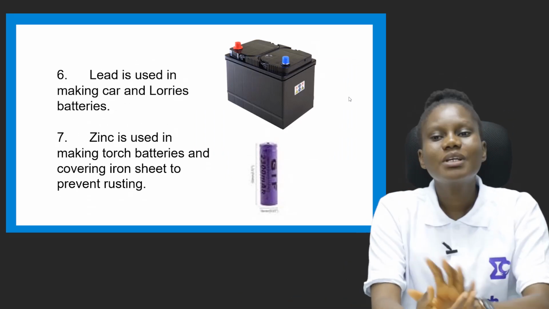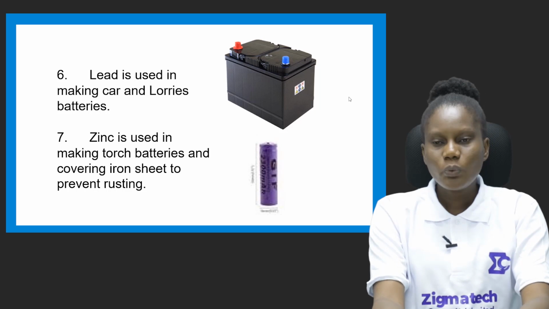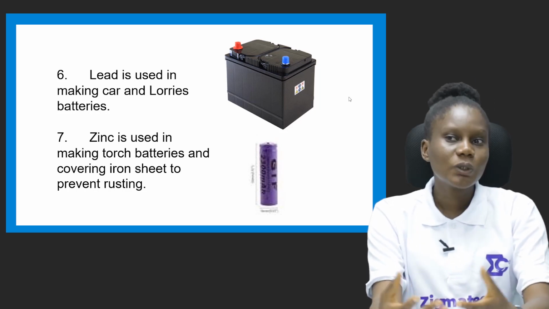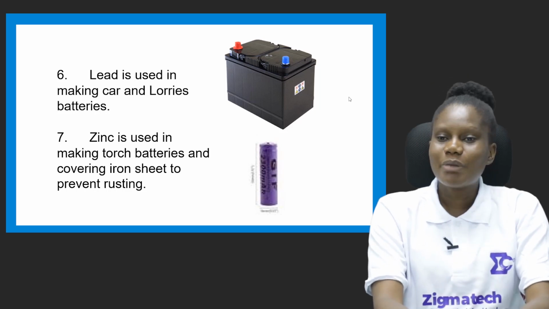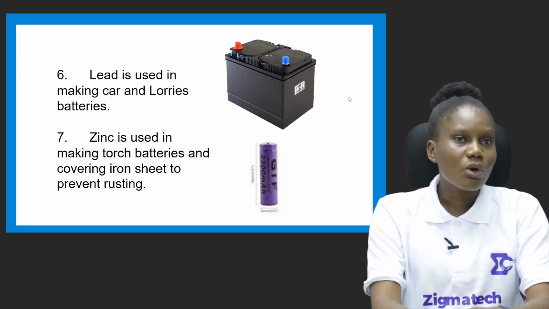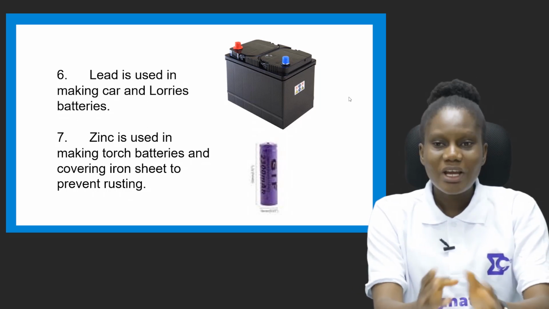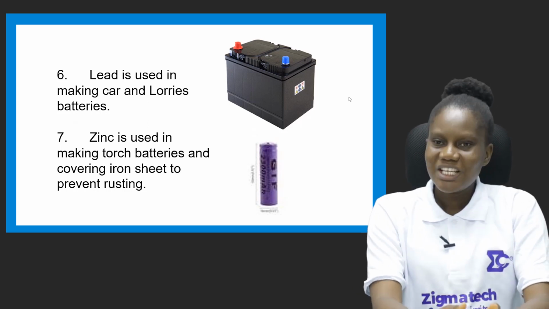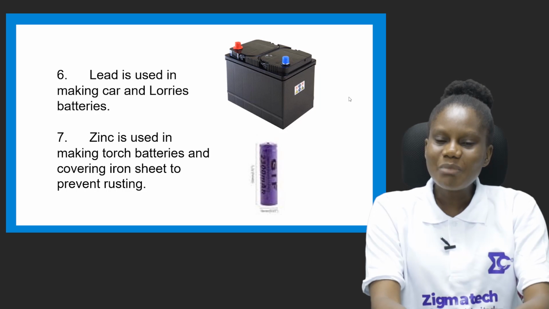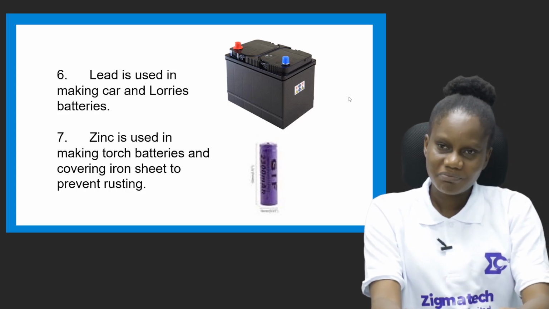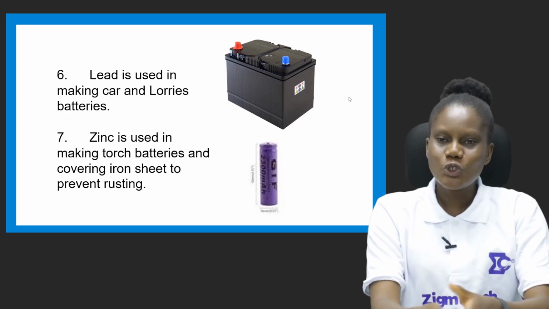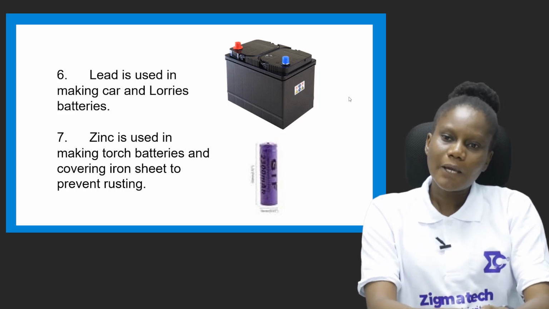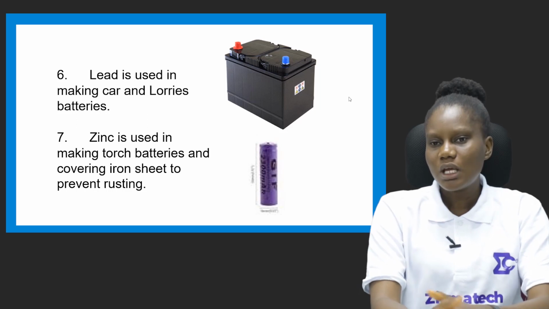Lead is used in making car and lorries batteries. Without battery, your car will not start. There's no magic that you can do without putting batteries in your car or your lorries or your Lexus Jeep or whatever it is. It will not start. And what is used in making the battery is lead. Most times you hear people talk about lead batteries. So you use your lead to make what? It's used in making car and lorries batteries.